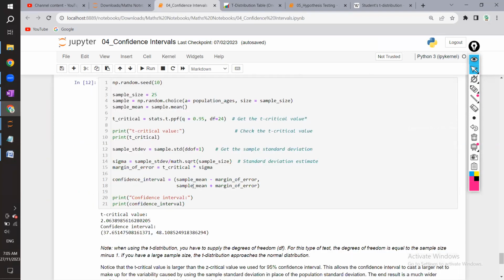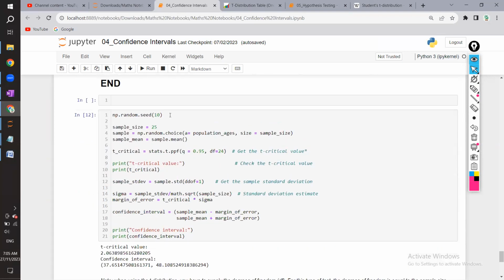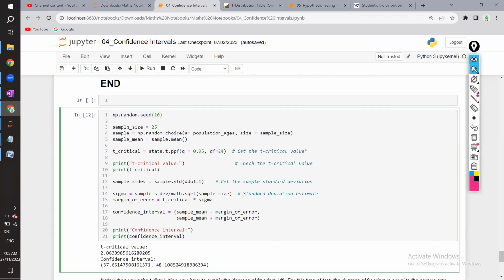So 25 we are taking, etc. But here, instead of that, we use np.random.seed(10). Sample size, 25 times we're taking. Then np.random, and sample.mean, the mean of the sample you're taking, you are collecting here. Then stats.t.ppf, which is where you can get the t critical value.